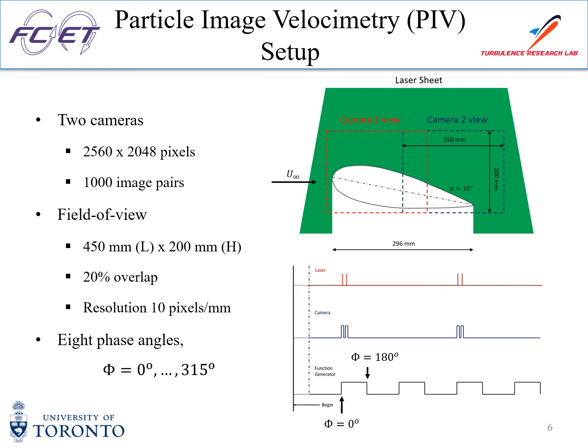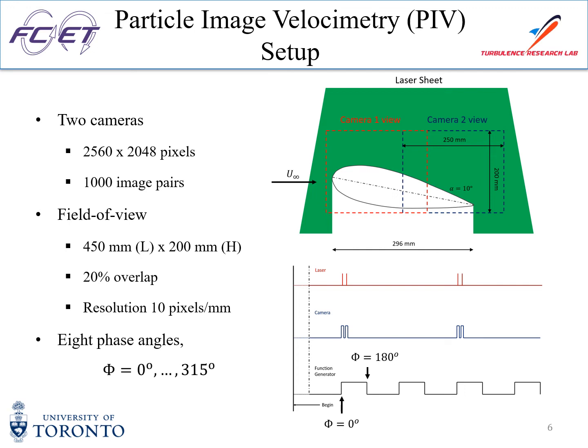Particle image velocimetry was used to measure the flow over the airfoil for the baseline and control cases. 2 cameras were used to compose the field of view of the PIV images. 1,000 image pairs were recorded for each flow case. The field of view sized 450 mm in length and 200 mm in height. Each field of view has 20% overlap in the middle, and the overall resolution is about 10 pixels per millimeter.